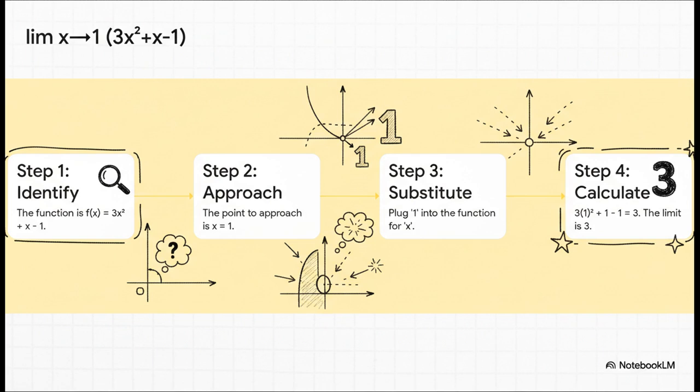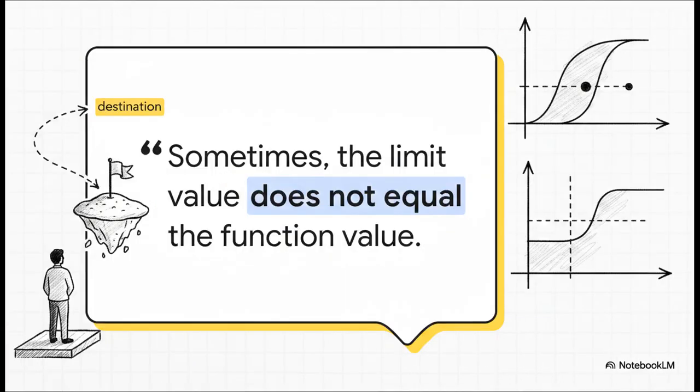So all we have to do is substitute 1 in for x. We get 3 times 1 squared plus 1 minus 1, which just equals 3. Boom, the limit is 3. Seems pretty straightforward, right? But it is absolutely not always this simple. And this is where things get really, really interesting.